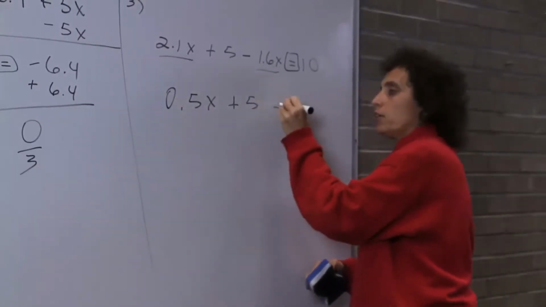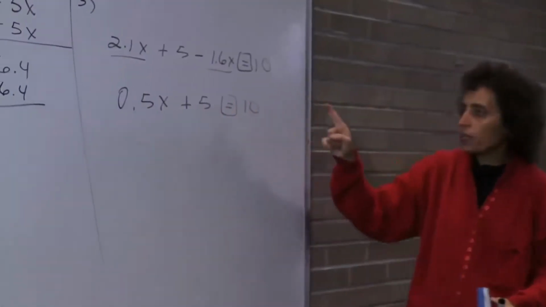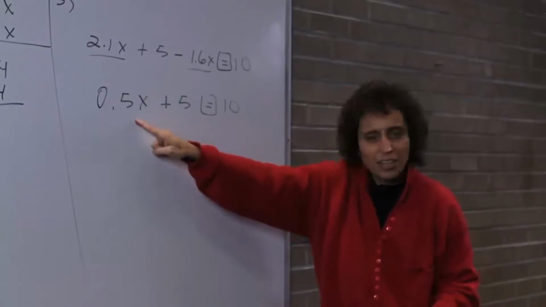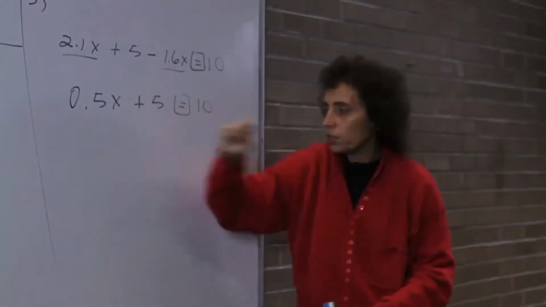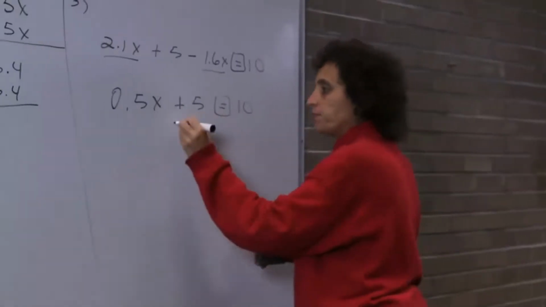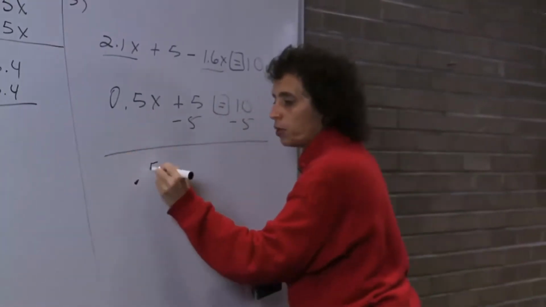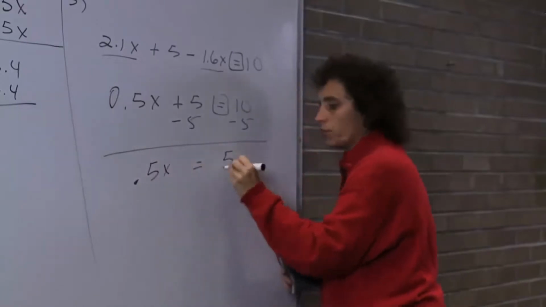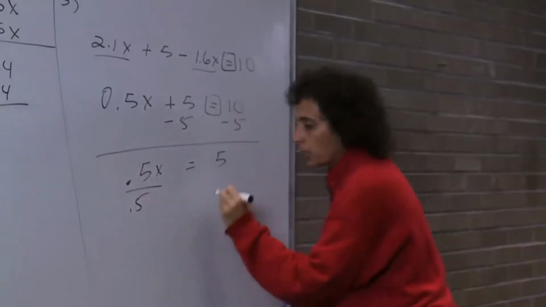Plus 5 equals 10. Now, I've got to get all my variables to one side, all my numbers to the other. All my variables are already on that side. Got to get all my numbers here, because remember, I'm not going to touch him. So subtract 5. I'm going to just leave this as 0.5x equals 5. Now I'm going to divide by 0.5. I'm going to divide by 0.5.